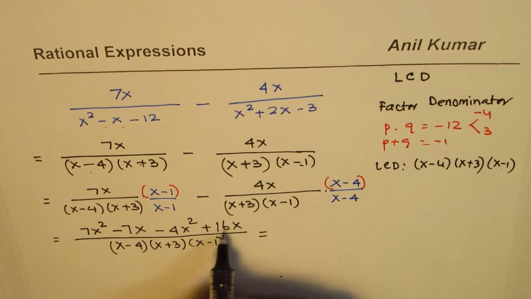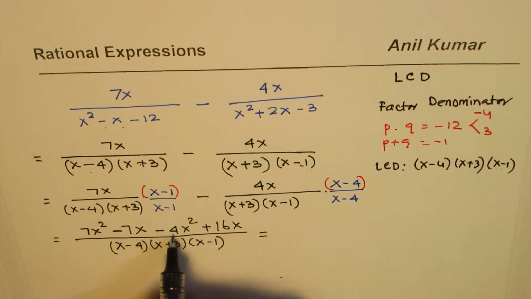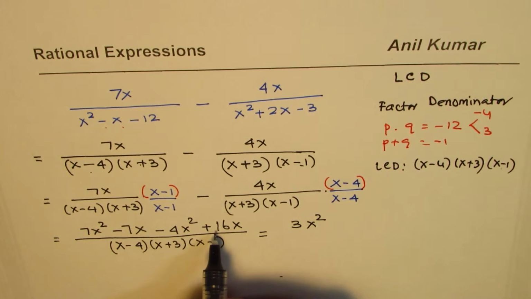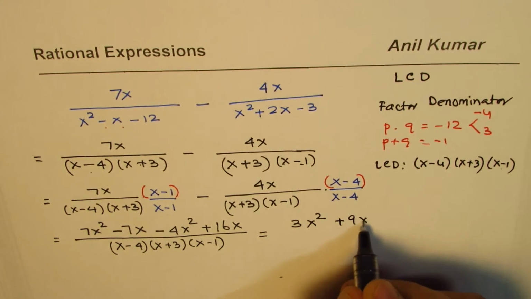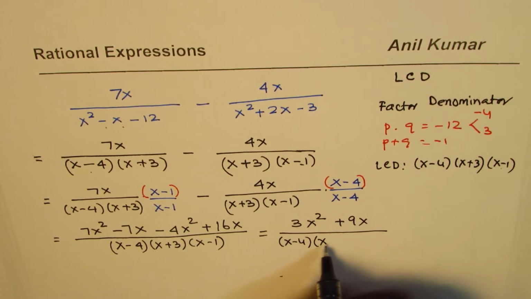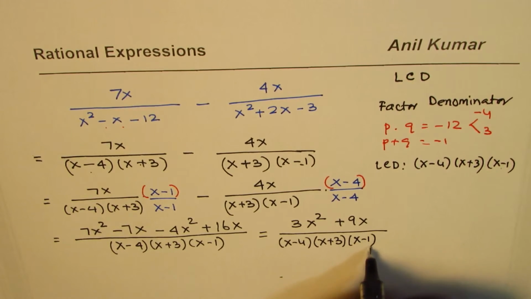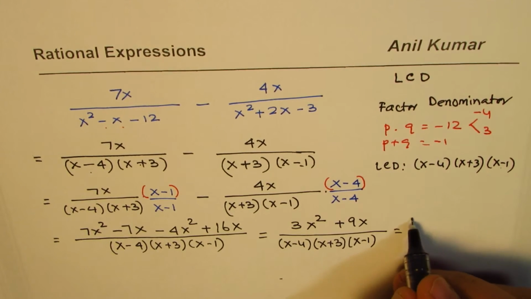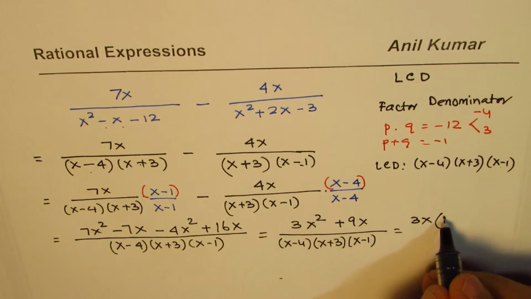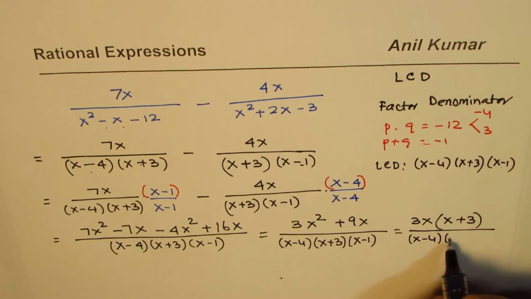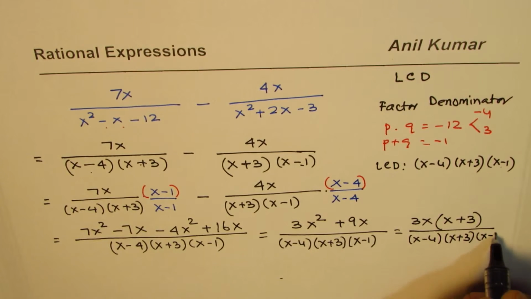And now we can combine the like terms. So we have 7x squared minus 4x squared, that gives us 3x squared, and we have minus 7x plus 16x, so that gives us plus 9x, right? So plus 9x divided by these three factors, x minus 4 times x plus 3 times x minus 1. Now in the numerator, I think we can still take something common, which is 3x. So let's take 3x common, and you're left with x plus 3. In the denominator, we have the three factors, x minus 4 times x plus 3 times x minus 1.